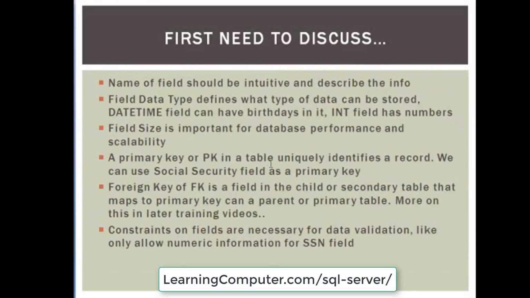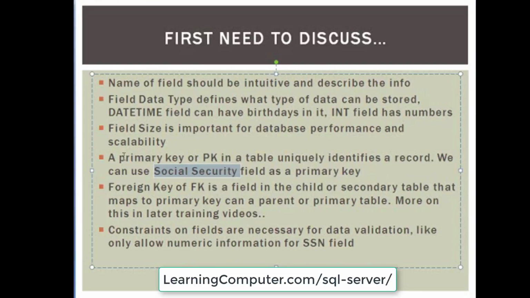Next point is a primary key or a PK. Basically, in a table, it is what uniquely identifies a record. And I've already mentioned this. Social Security number can be a primary key identifier for just about anything: employee table, patient table, student table.